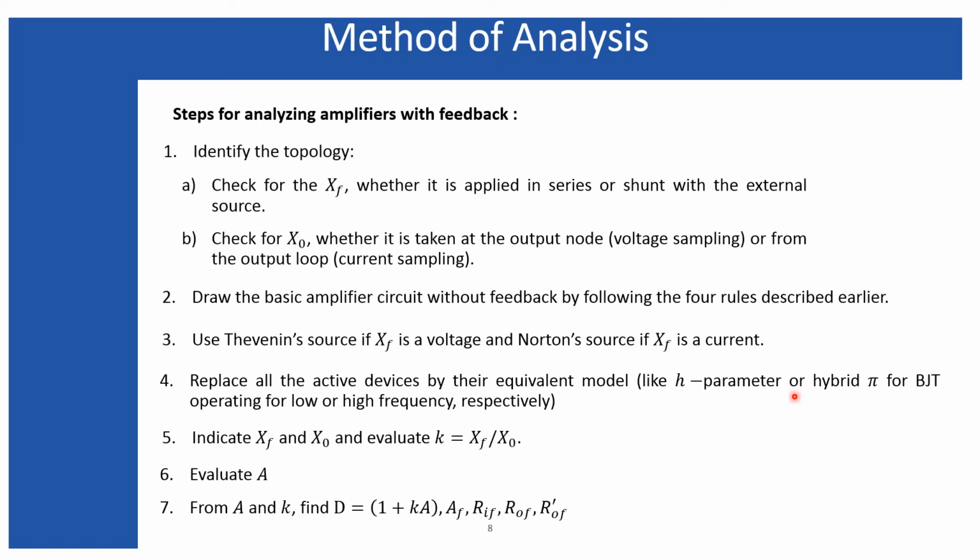And after finding that, you have to find this feedback factor K, open loop gain, and the desensitivity factor, input impedance with feedback, output impedance with feedback, and all those parameters that I have discussed earlier in my lecture. So those parameters you have to find out. I will show you how. And you have to basically follow these 7 rules in order to find the simplified circuit out of that circuit which is given to you for analysis.